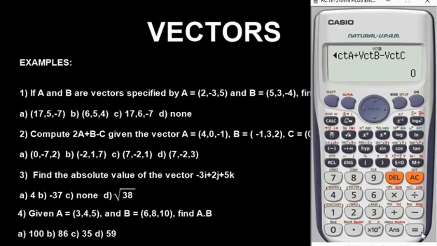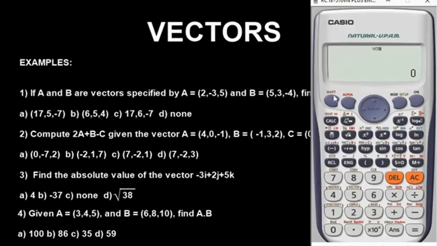Very, very simple. So our answer is 7, minus 2 and 1. So the answer to this question is option C. Very, very simple. So that's how you can solve a question like this with a calculator. Let's now solve example 3.